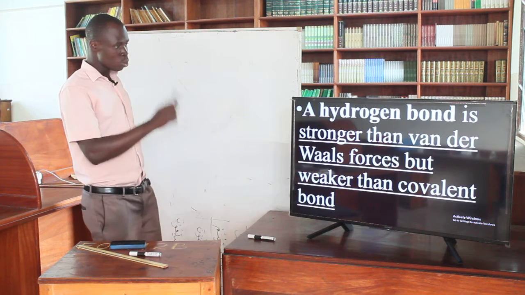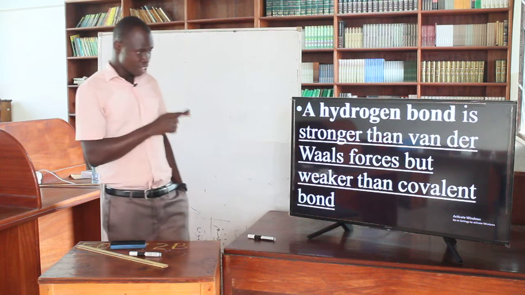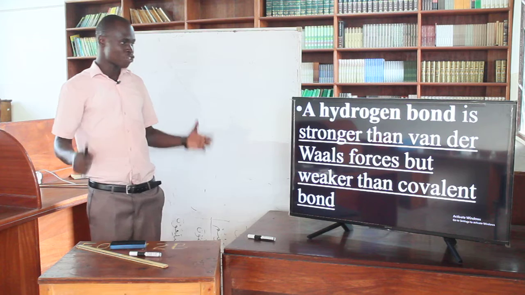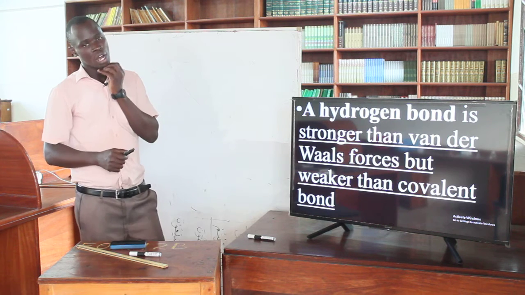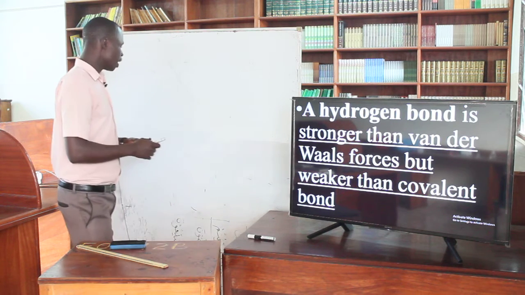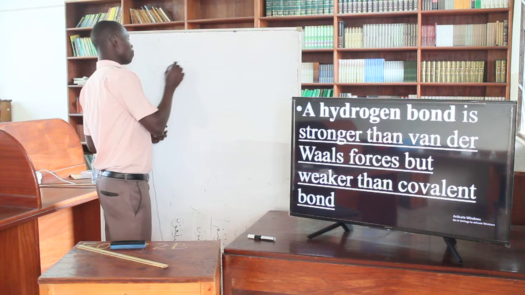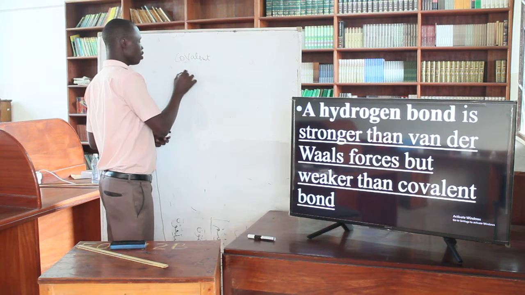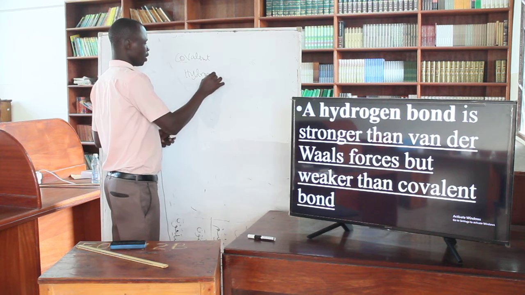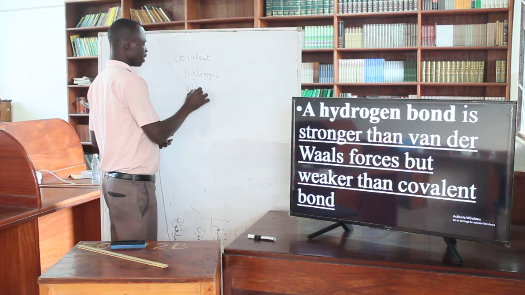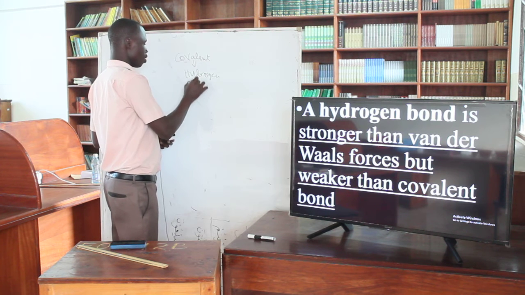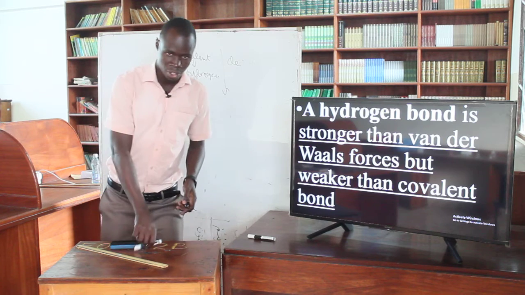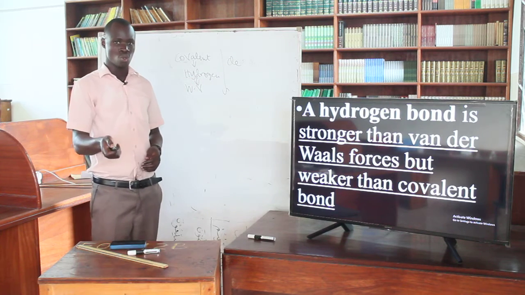You should note that hydrogen bond is stronger than the weak van der Waals forces, but it is never stronger than covalent bond. Covalent bonds are stronger than hydrogen bond. So if you are to compare these three in the hierarchy of strength, you have covalent, followed by hydrogen, then followed by weak van der Waals. So this is decreasing strength. That's something we really need to note.